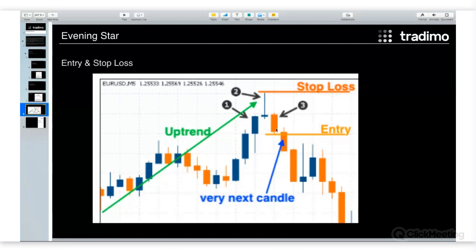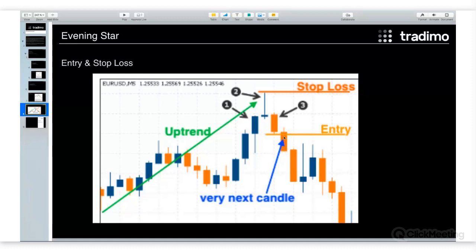You should enter the trade at the low of the bearish candle, but only on the very next candle. So you need to wait for the very next candle, and you can put a pending order into the market with a sell stop at the level of the lowest price of the bearish candle. This is your short entry for this trade.